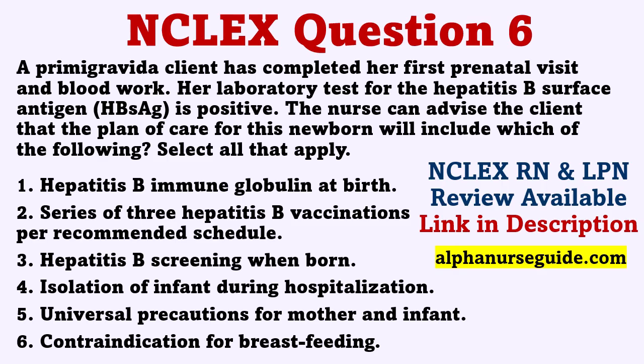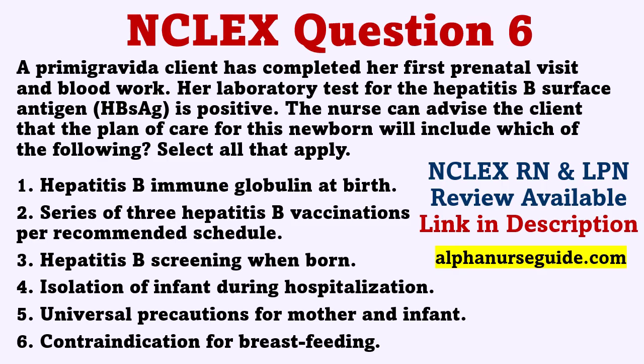Her laboratory test for the hepatitis B surface antigen is positive. The nurse can advise the client that the plan of care for this newborn will include which of the following? Select all that apply. 1. Hepatitis B immune globulin at birth. 2. Series of 3 hepatitis B vaccinations per recommended schedule. 3. Hepatitis B screening when born. 4. Isolation of infant during hospitalization. 5. Universal precautions for mother and infant. 6. Contraindication for breastfeeding.